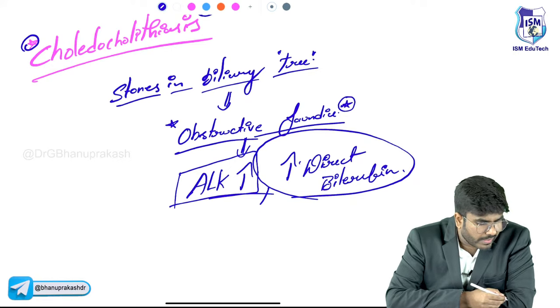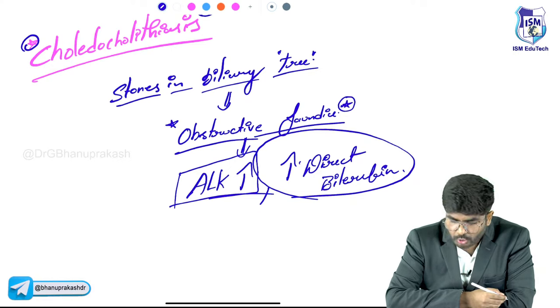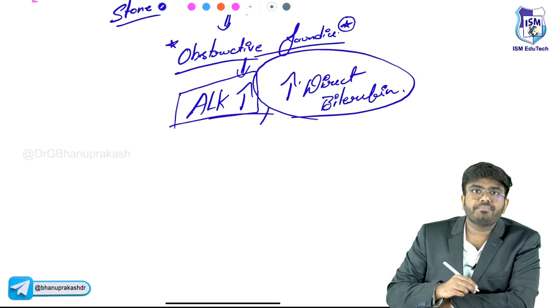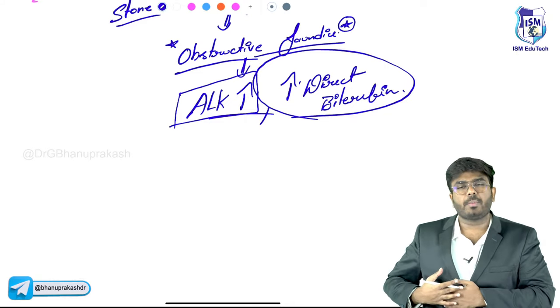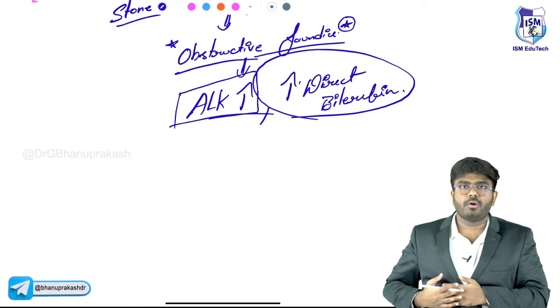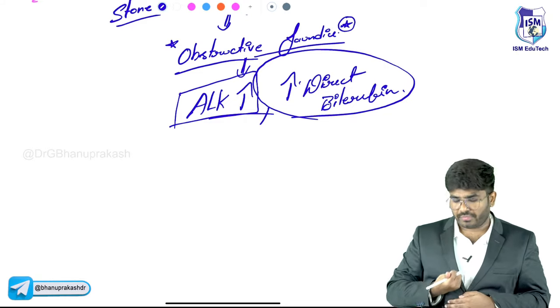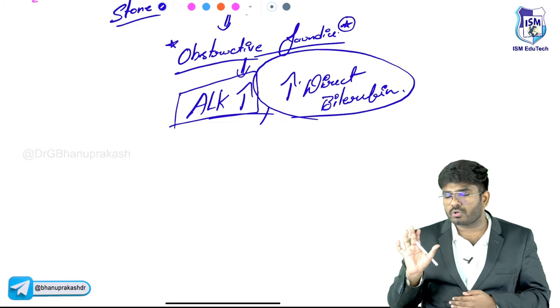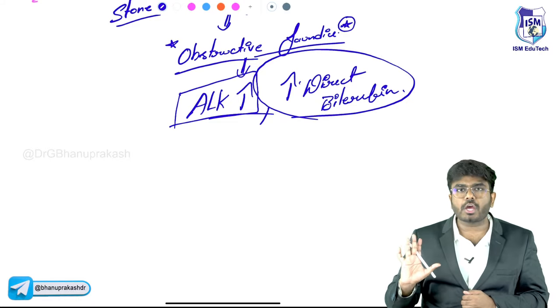So usually how will they ask you the question on cholelithiasis, stones in the biliary tree? They will simply say the person recently had abdominal pain, right upper quadrant abdominal pain. Now, what we have done is ultrasonography. When you have performed the ultrasonography, it's very clear that there are stones in the gallbladder.